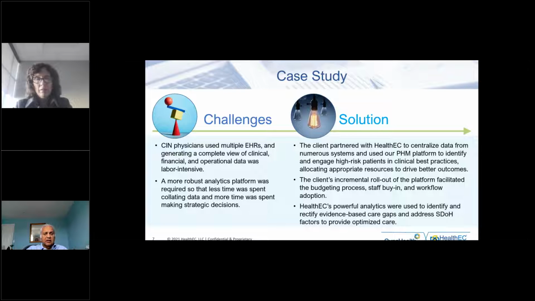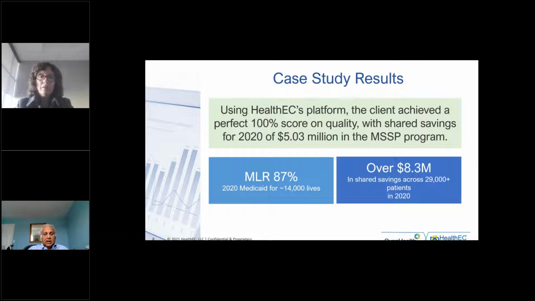The social determinants of health were a special focus for this group. What they were originally thinking was that interventions that cannot be billed for were a waste of money, but now that they've achieved success, they contribute a fair amount of that to addressing social issues. This group has now improved their score on the MSSP to 100%, because the gaps in care using EMR data were also used to close the quality metrics, and in 2020 they had over $5 million in shared savings with the MSSP program.